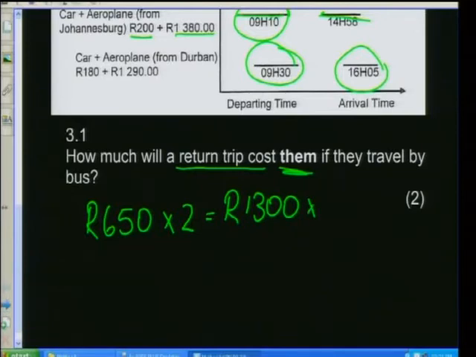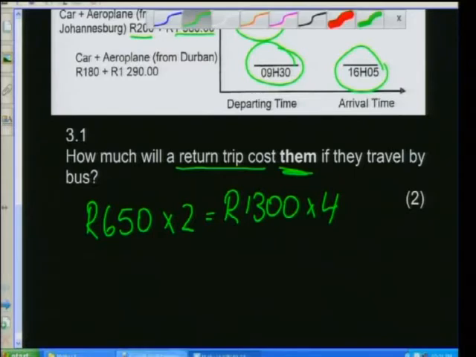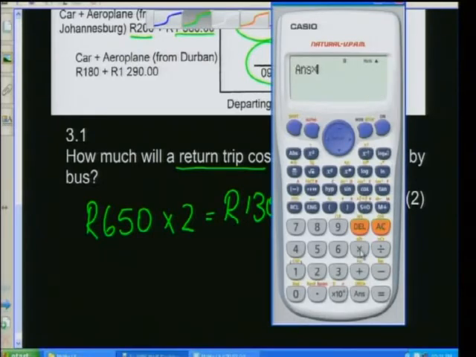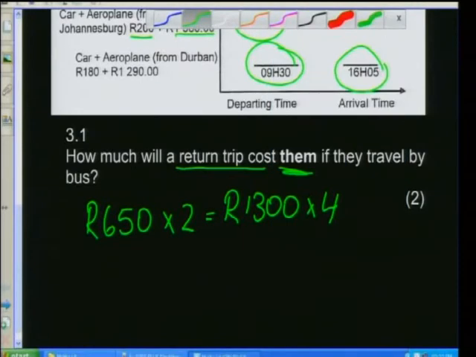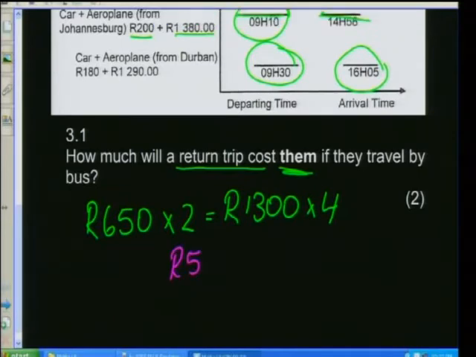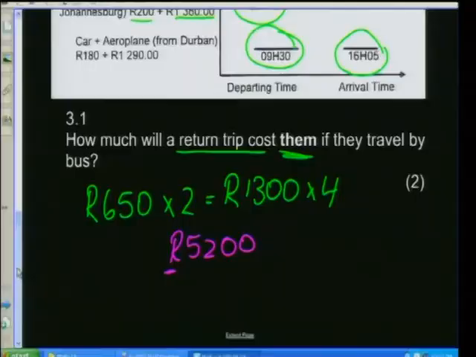And now there are 4 of them. So we're going to take that and times it by 4. Get a calculator to do that. And we see that it costs them 5,200 Rand for all of them. Now let's write that in as our answer, 5,200 Rand. Fairly simple way to start this question. Please don't forget to add your units. It's Rand, so you must have your Rand sign. Right, let's see what the next part of the question says.